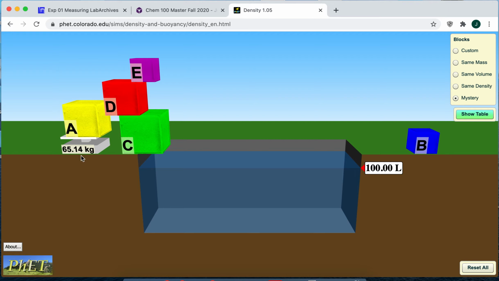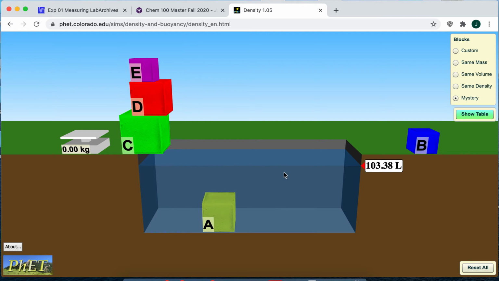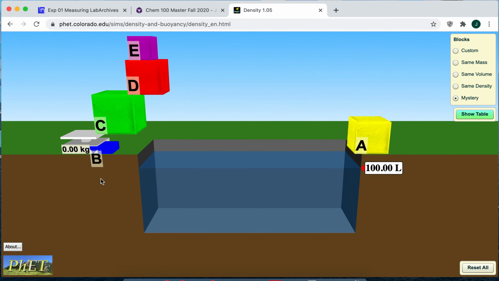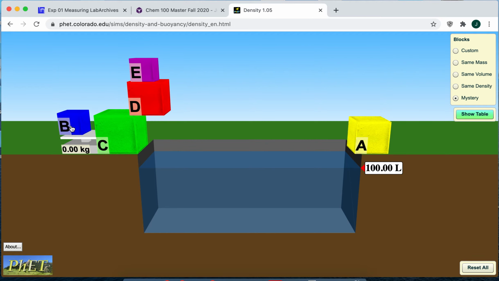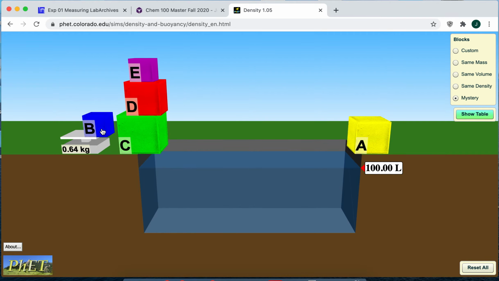So mass divided by volume. I take 65.14 kilograms divided by 3.38, which is the density of this piece. You're going to repeat the same technique with piece B. You're going to measure the mass, 0.64, divided by the volume, which is, what is it? Put it all the way to the bottom, 1 exactly. So 0.64 kilogram divided by 1 liter is going to give you the density of block B.